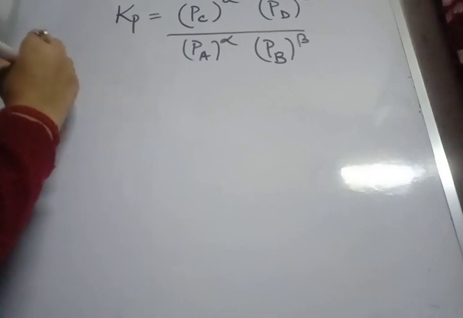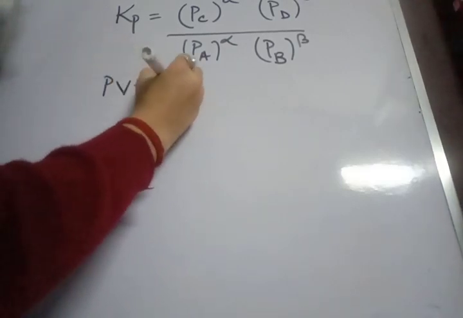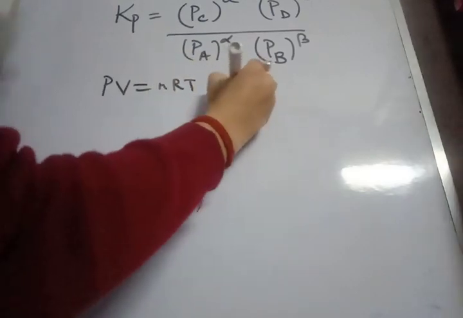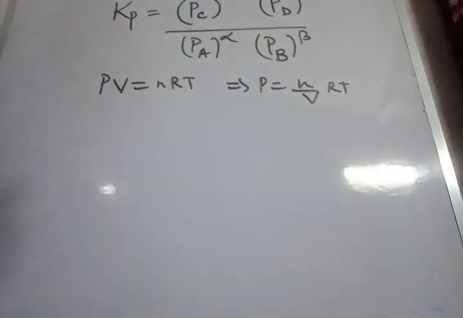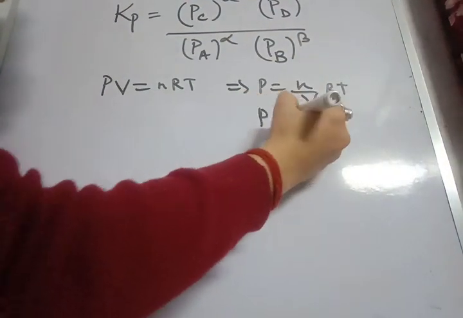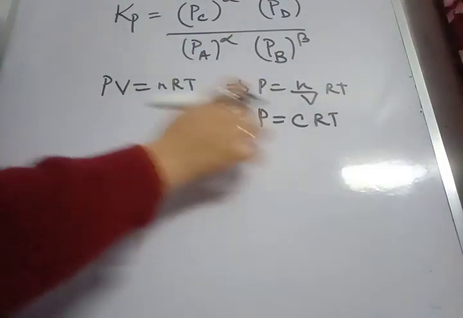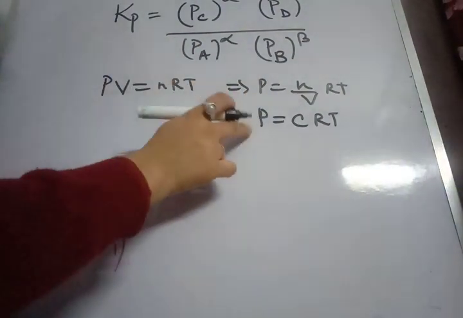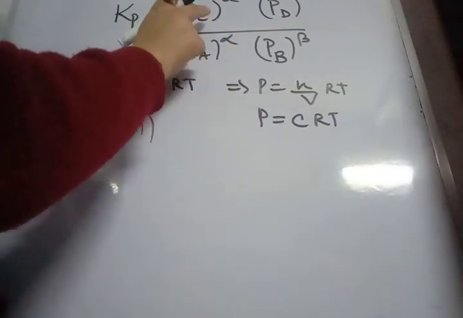Now, assuming ideal behavior of a gas, we can write PV equals nRT. P equals n by V RT. Okay, n by V is written as concentration. It is moles per liter, so it is concentration. Right, now we are going to represent the partial pressure in terms of the concentration.